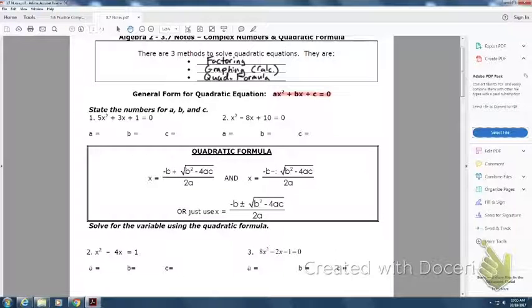So AJ, in that first problem, what would the a be? What is the a? What's the b? C? Okay. Ethan, on the second one, what's a? What's understood to be in front of x squared? 1. What's the b? Negative 8. And what is the c? 10. Okay. Make sure that whenever you write those, you will not have x squared or x as part of a and b.